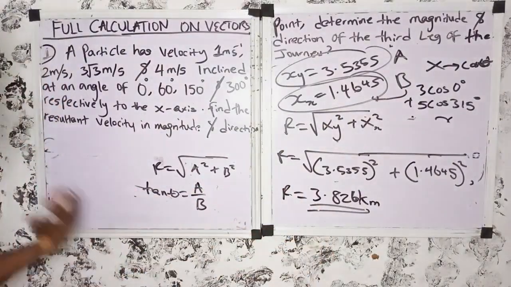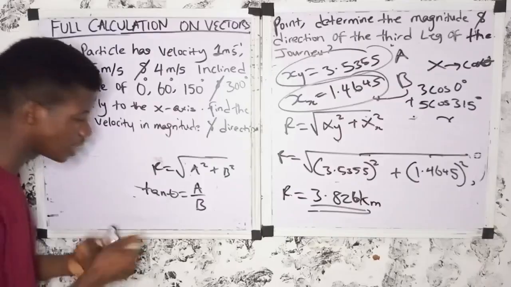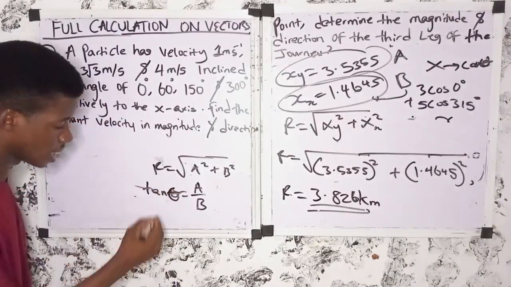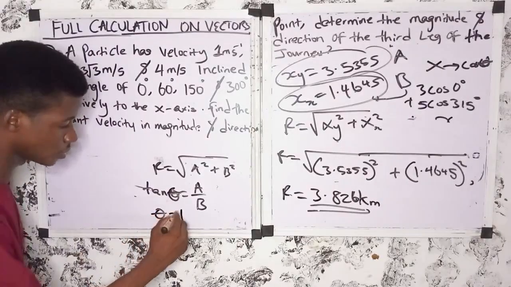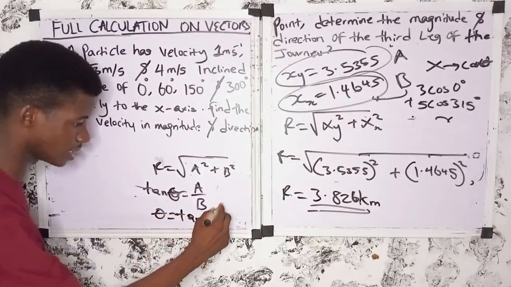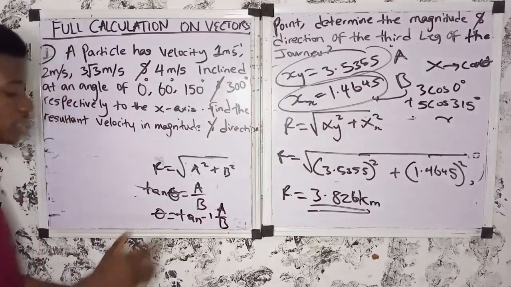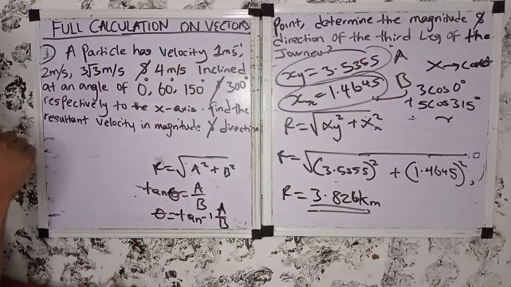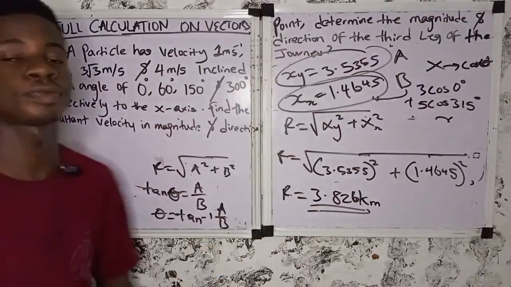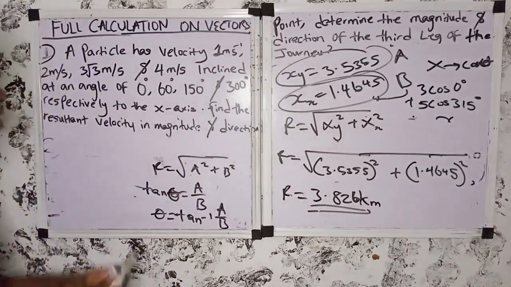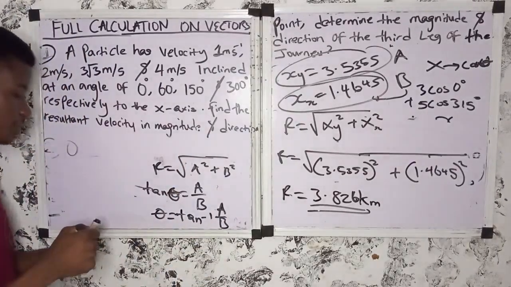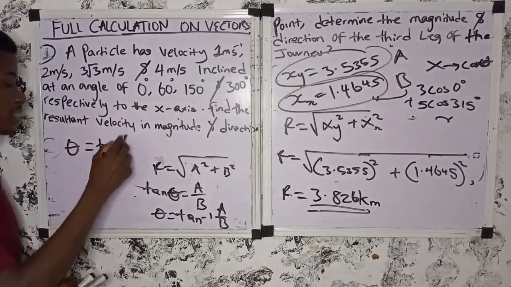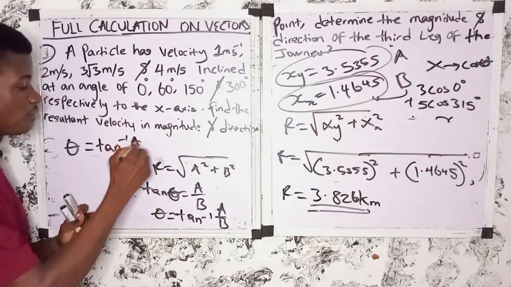The resultant is this, right? Now where about the direction? To look for direction, which is this angle here, take the inverse of tan. Now theta is equal to the inverse of tan a over b. So this is the formula to look for a direction of the resultant. Theta, which is direction, is equal to the inverse or shift tan a over b.